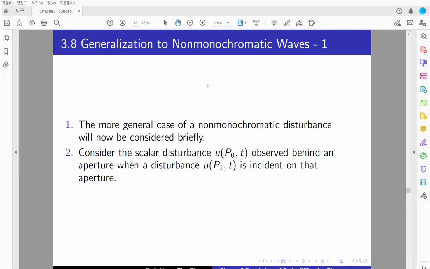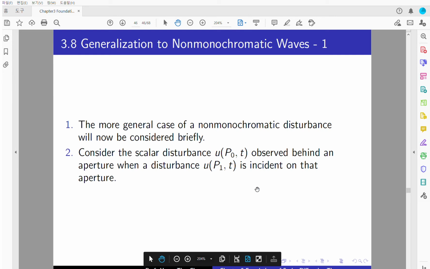So we have Rayleigh-Sommerfeld and Kirchhoff, and then we have the Huygens integral form for a single frequency, or you can say monochromatic. So it's a single color. So that was our discussion thus far.